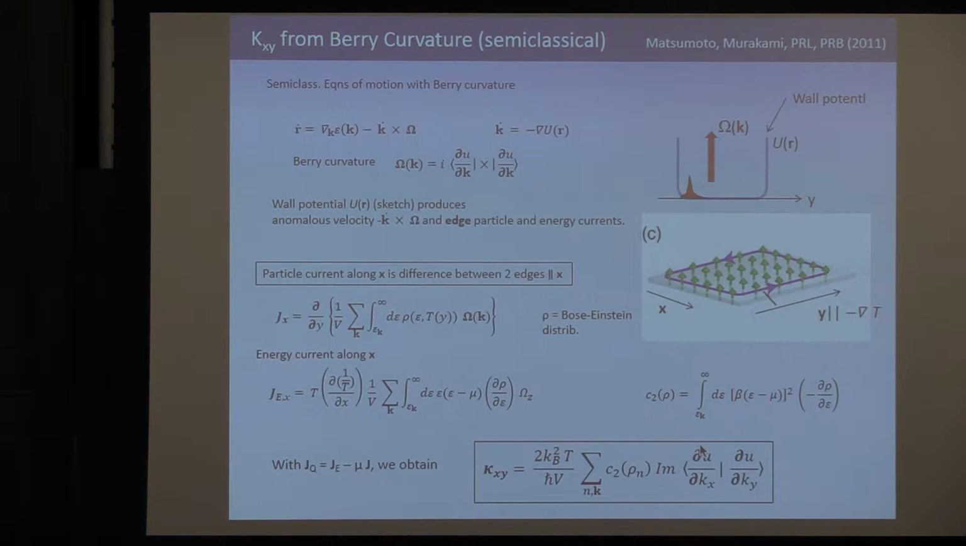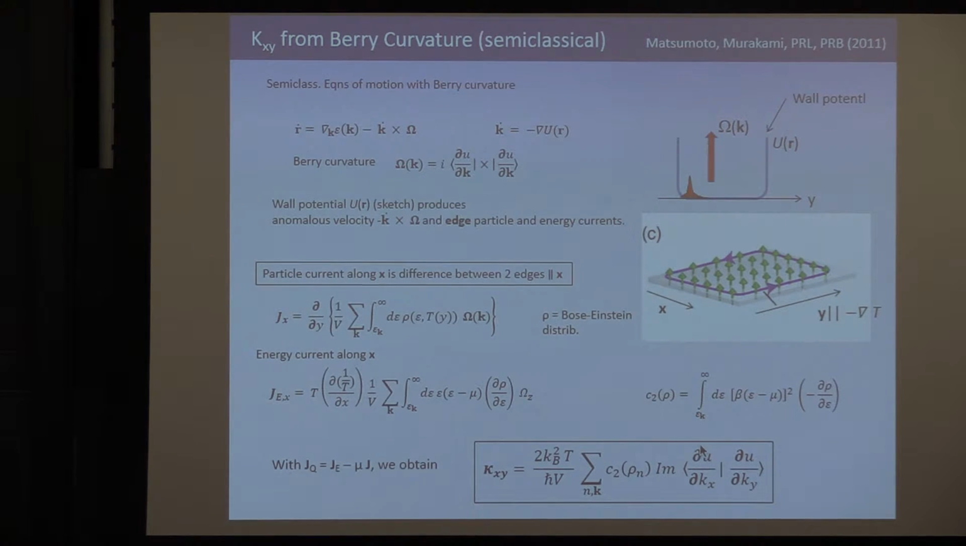Right? Now you put this in the temperature gradient. So this side is warmer, and this side is cooler, right? So you notice then that there will be a bigger population for this edge mode than the cooler side. And therefore, you apply a gradient in the y direction, you get a net flow of heat in the x direction. That is the source of the thermal Hall effect, according to Murakami.